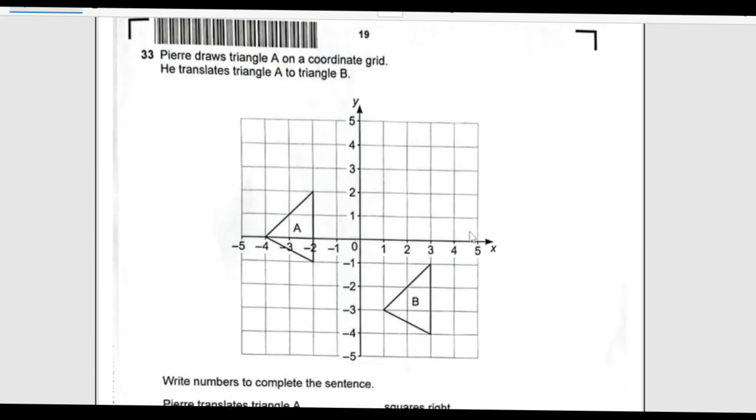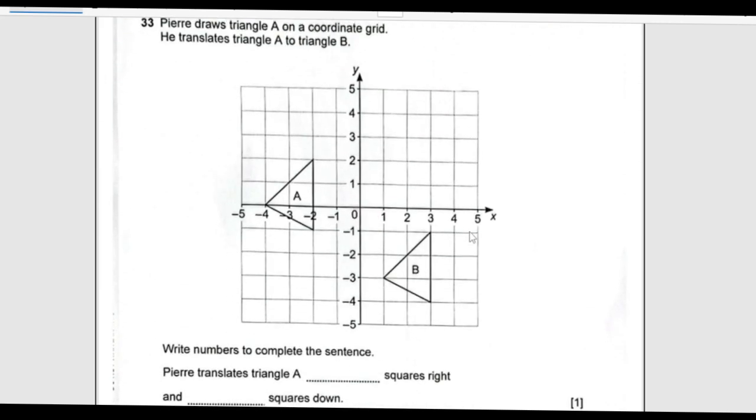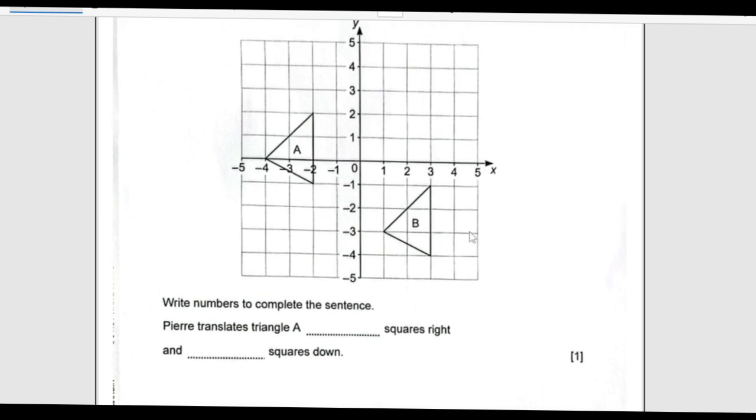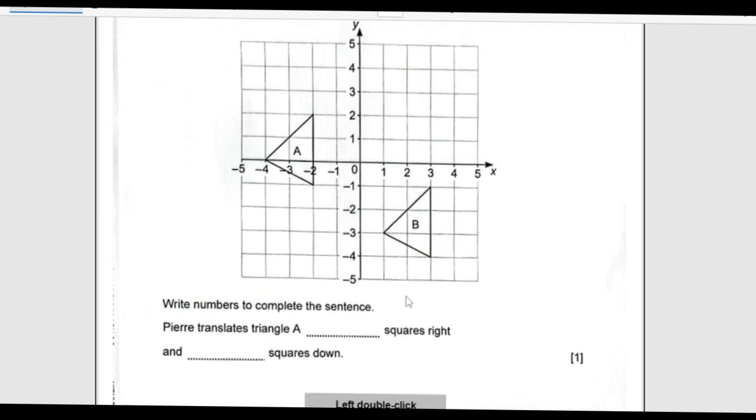Number 33, Pere draws triangle A on a coordinate grid. He translates triangle A to triangle B. Write the number to complete the sentence. Pere translates triangle A, dash squares right and dash squares down. If I take this point and this point, let us see, 1, 2, 3, 4, 5. 5 squares right you can see, and 1, 2, 3, 3 squares down. 5 and 3.